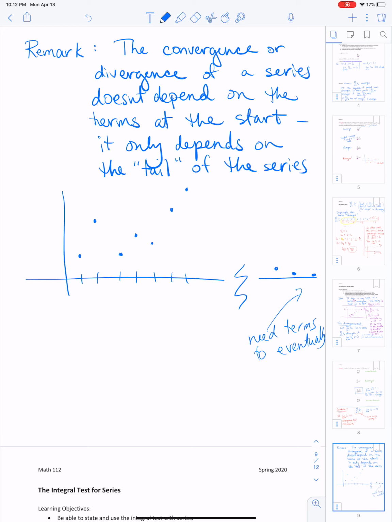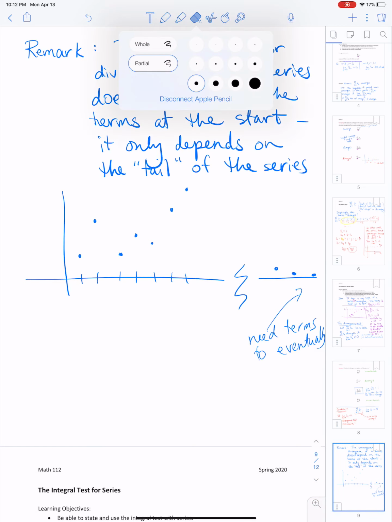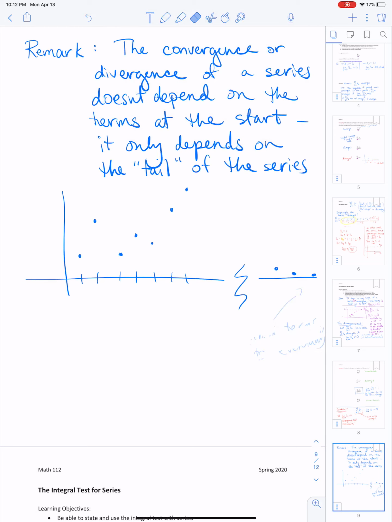But we just need the terms to eventually converge to zero quickly enough so that the partial sums can converge to some number, or we examine that the terms are eventually not ever settling down. And so let me even phrase this a little bit differently because I don't want to create confusion with the divergence test.